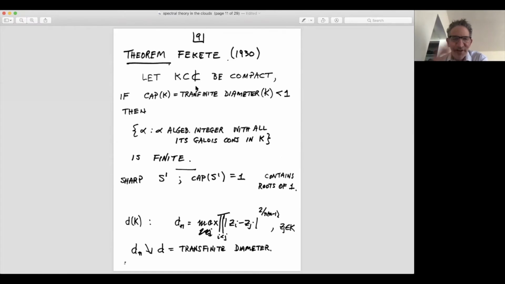And you can imagine how that's proved, because this is sharp. If you have the roots of unity, they lie in the circle, and the transfinite diameter is 1. And the conjugates of roots of unity are roots of unity. But otherwise, it's a very beautiful and deep theorem. And this will play a big role. It plays obviously a role in Sarah's theorem that you just saw, and it'll play a role in what I'm about to say. All right.